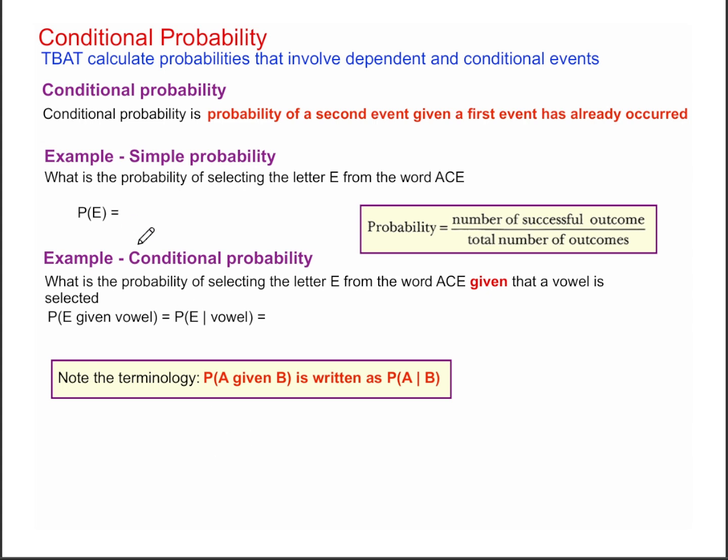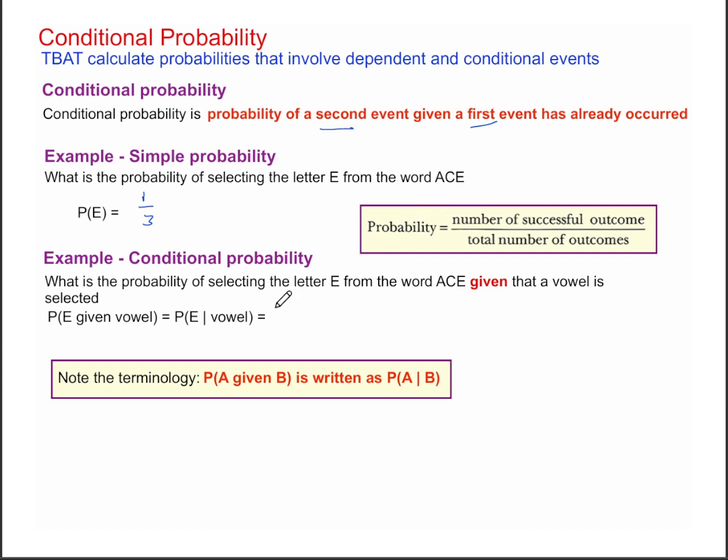We now move on to the last part of probability, which is conditional probability. What that means is that it's the probability of a second event happening given the first event has already happened. So, for example, what is the probability of selecting the letter E from the word ACE? E is one out of the three letters, therefore the probability of selecting the letter E is just 1 over 3. Obviously, we are considering that choosing each letter has an equal probability.